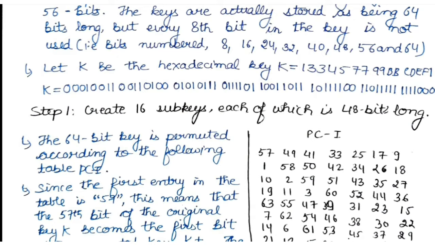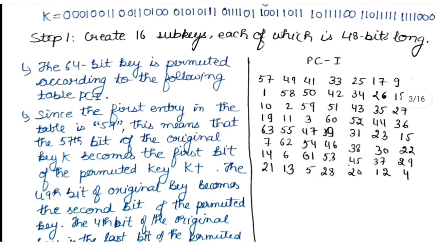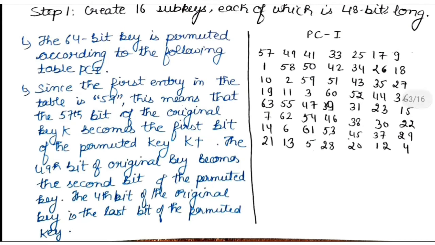The first step we are going to do in DES is creating 16 subkeys, each of which is 48 bits long. So the question is, why use 16 subkeys rather than the actual key? DES uses the Feistel block cipher, and the Feistel block cipher operates in rounds. For every round it uses a different key. So here we are going to create 16 subkeys, and each subkey will have a part of the actual key.